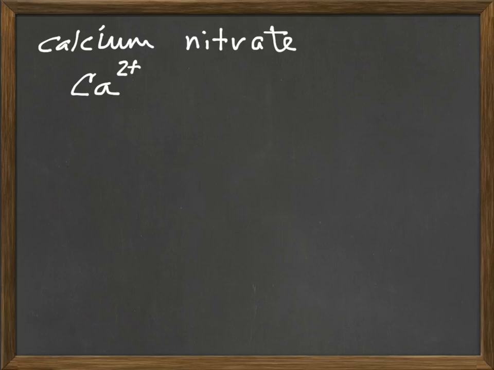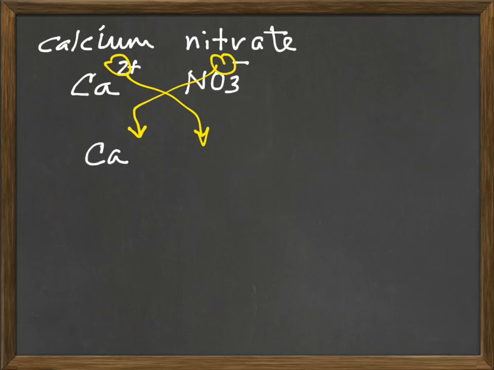Nitrate, you memorize. Until you have it memorized, look it up. But for the exam, you need to have it memorized. NO3, the -1 charge. Okay, we look at those charges. +2, -1, they're not the same. And so you can do that crisscross thing. And so the unwritten 1 becomes the subscript for the calcium. And the 2 becomes a subscript for the nitrate.